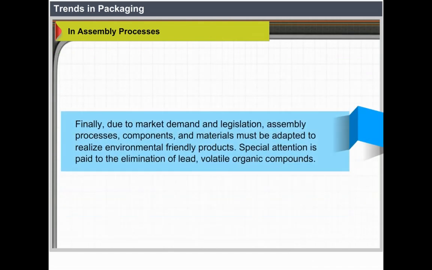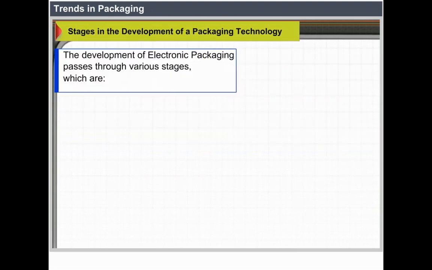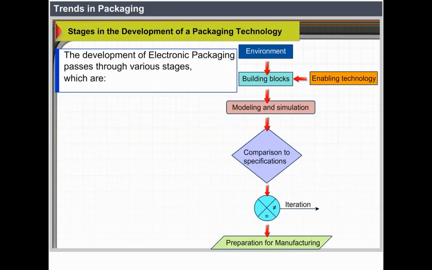Finally, due to the market demand and legislation, assembly processes, components and materials must be adapted to realize environmentally friendly products. Special attention is paid to the elimination of lead and volatile organic components. Stages in the development of packaging technology. The development of electronic packaging goes through various stages, which are environment, building blocks, enabling technology, modeling and simulation, comparison to specifications, iteration, preparation for manufacturing.